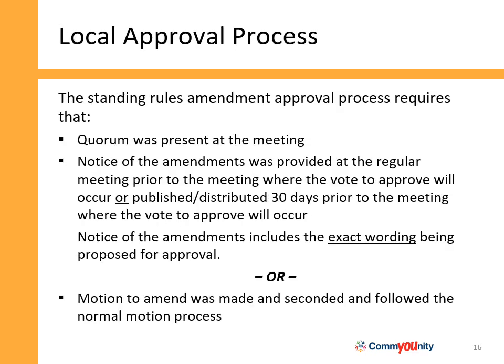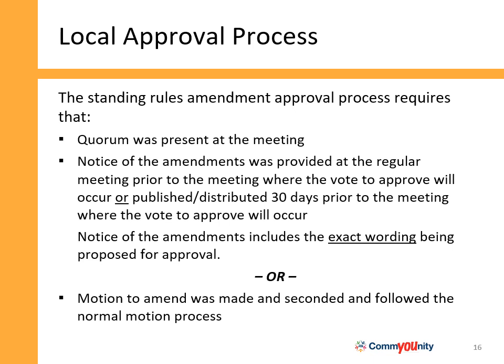Let's review the steps you must take to get approval from your members to amend your standing rules. Remember, there is more than one scenario to amending your standing rules. Always, a quorum must be present to conduct any business in the meeting. With notice, provide notice at a meeting that occurs prior to the meeting where approval will be requested, or provide the proposed amendments at least 30 days prior to the meeting to approve.